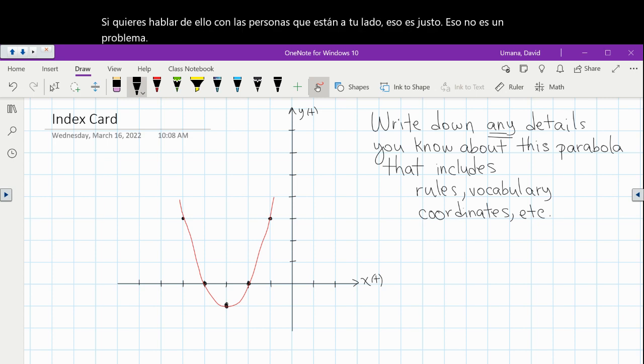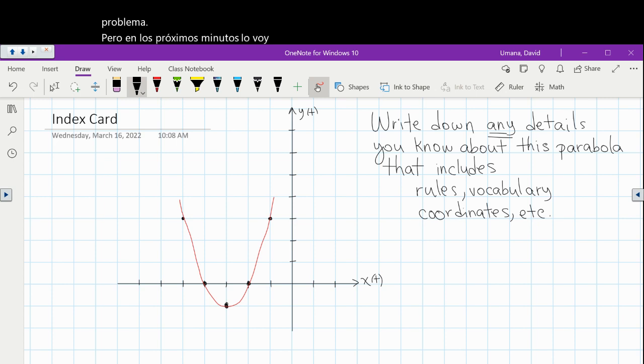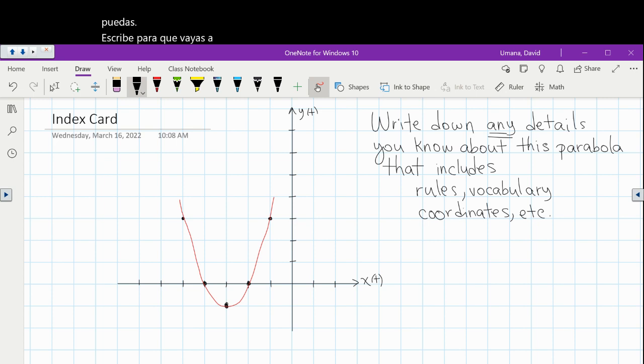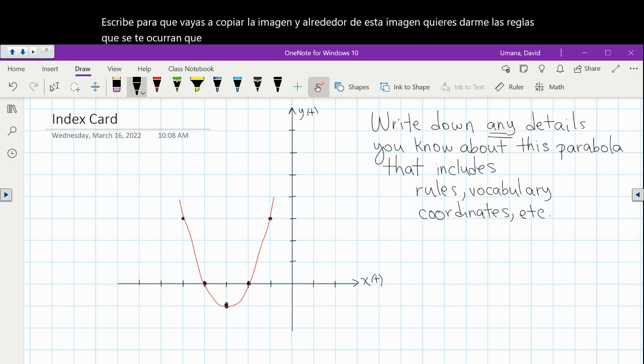But in the next few minutes, I'm going to start asking people to share what they know. It might be very minimal. It might be a lot. But right now, this is just what do you know. Okay? So it's a blank little index card on purpose for you to fill it up with as much information as you can. So you're going to copy the image. And surrounding this image, you're going to give me any rules that you can think of, any vocabulary, coordinates, calculations, whatever you can come up with.